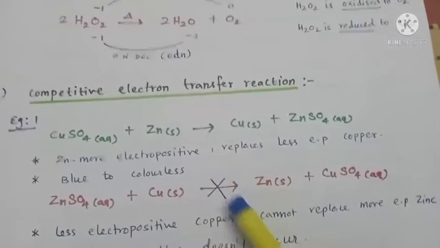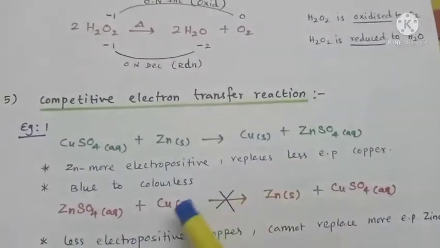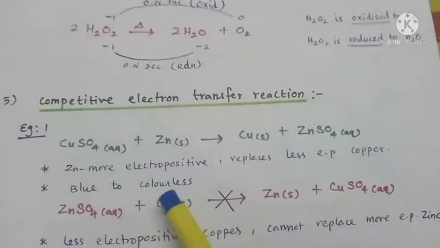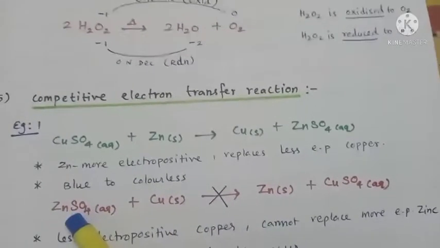But this reaction is not at all possible. This reaction is practically not possible. The reason is copper is less electropositive, zinc more electropositive. A less electropositive metal cannot displace a more electropositive metal from its salt solution.